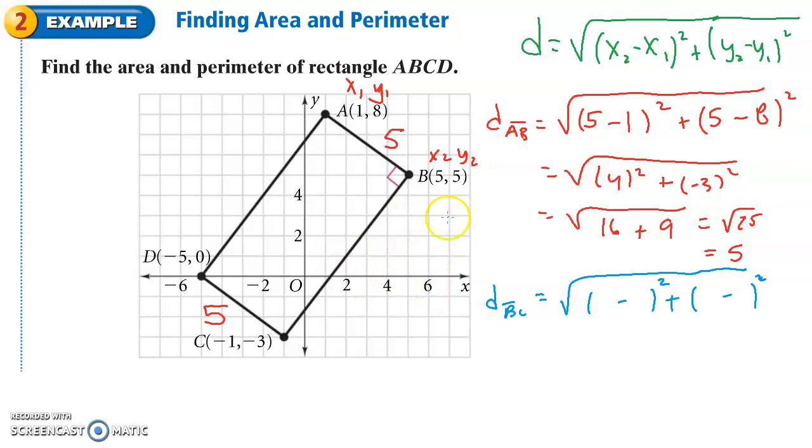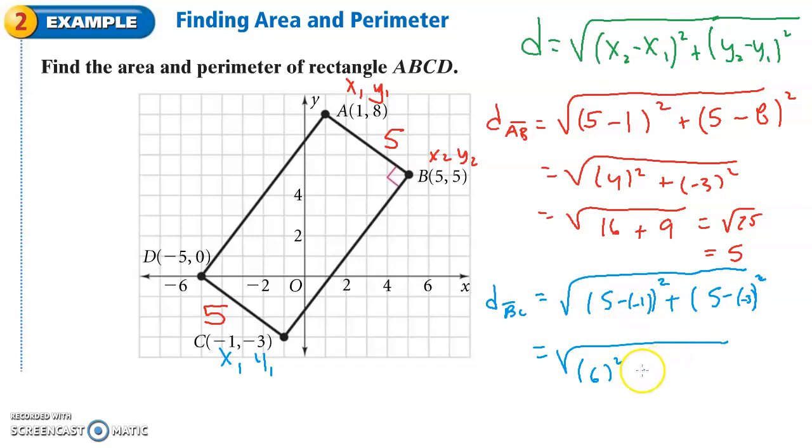Let's say this is the new x1, y1. All right, cool. I plug in my values and I get 5 minus negative 1, and then I get 5 minus negative 3. All right, I've used my order of operations to simplify, and this gives me 5 plus 1 is 6 squared.